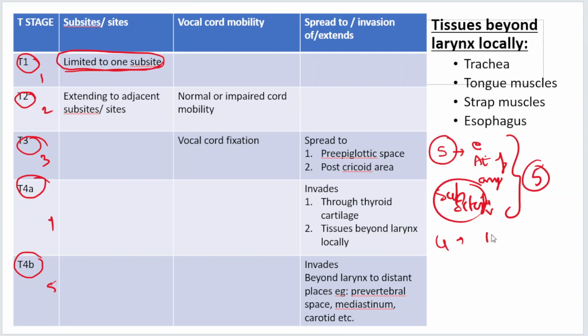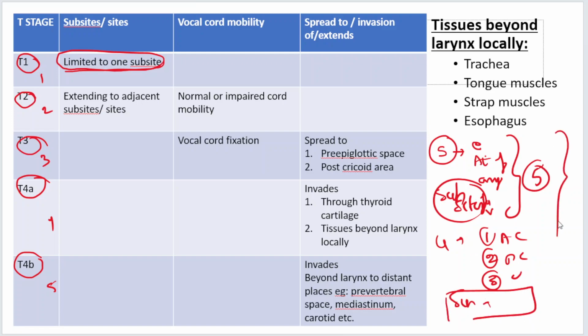Glottis has 3 subsites: anterior commissure, posterior commissure, and the vocal cords. And subglottis has no components. So these are the various subsites. If it is limited to one subsite, suppose the growth has started in the epiglottis and it stayed in the epiglottis, then it comes under T1.